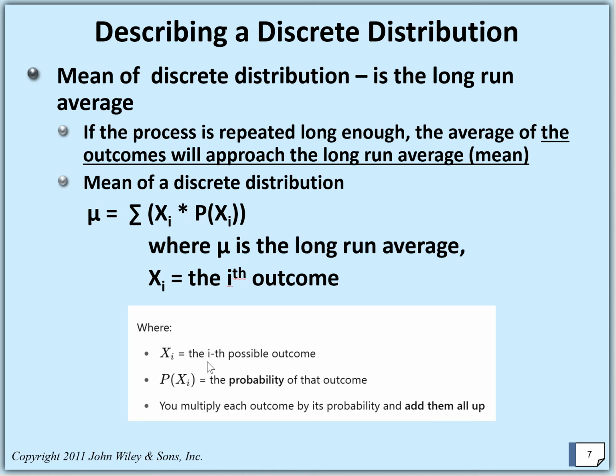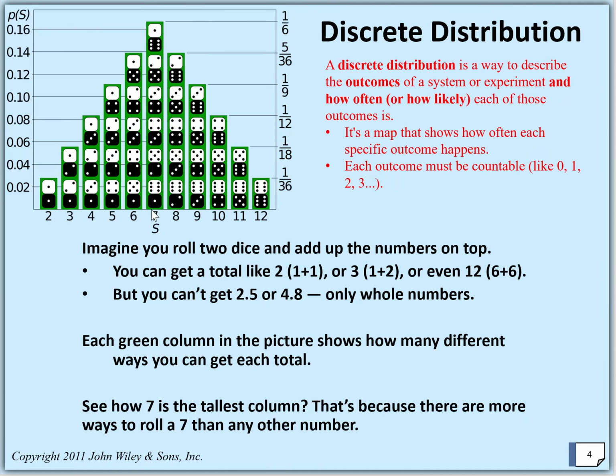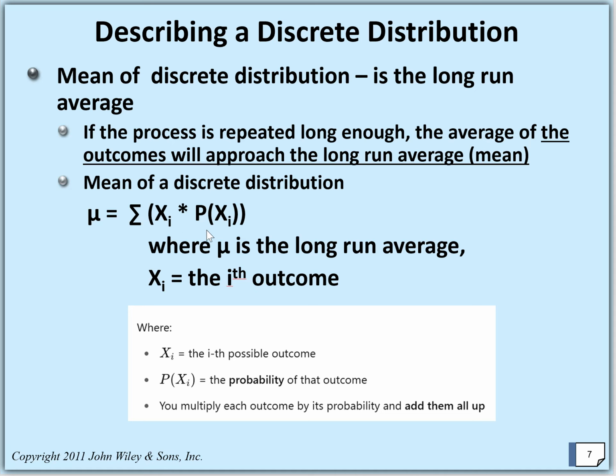So xi is the ith possible outcome, or 7 is a possible outcome, 10 is a possible outcome, 4 is a possible outcome. So 4 into 0.8 plus 3 into 0.5 something plus 7 into 0.17 and so on. That is what we're doing here to get the mean. So you take each outcome and its probability, you multiply, and then you add them together. Okay, so that gives you the mean of this discrete distribution.